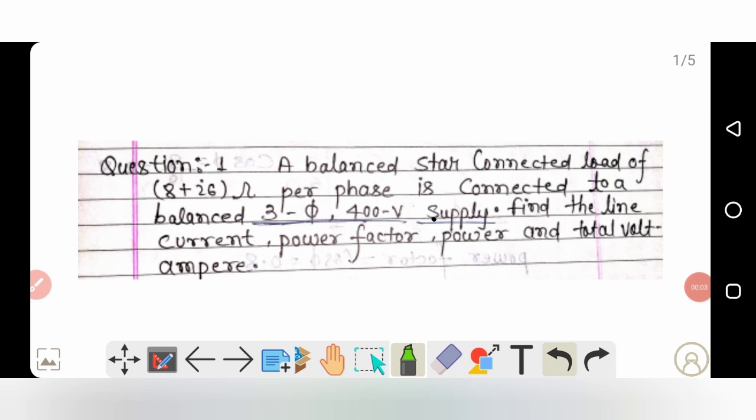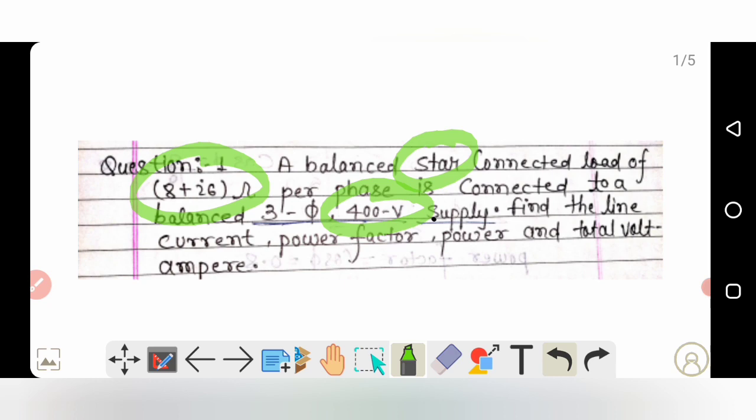In this particular video lecture, we will discuss a numerical question based on the concept of star and delta connection, whatever we have discussed earlier. Now, as you can see here, this is the question: a balanced star connected load of 8 + j6 ohm per phase. This is the value of impedance Z, connected to a balanced 3-phase 400 volt supply, meaning the line voltage is 400 volt.